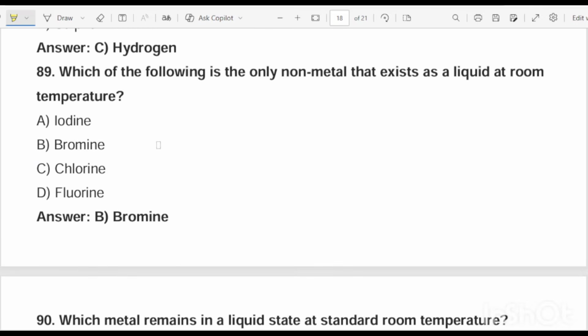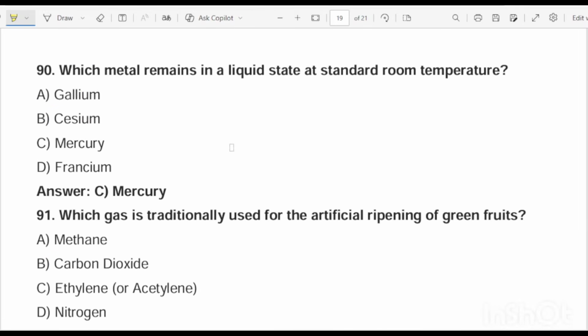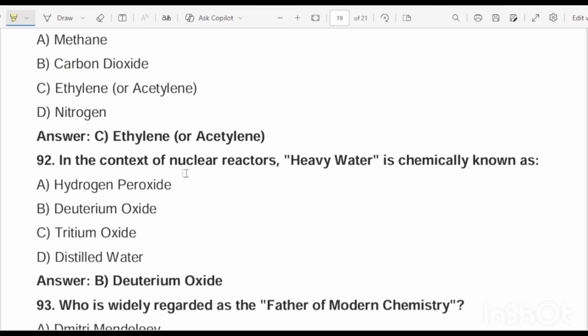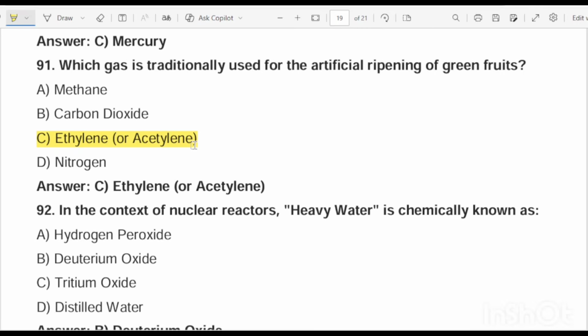Next question, which of the following is the only non-metal that exists as a liquid at room temperature? Correct option, option B, bromine. Next question, which metal remains in a liquid state at standard room temperature? Correct option, option C, mercury. Next question, which gas is traditionally used for the artificial ripening of green fruits? Correct option, ethylene or acetylene.